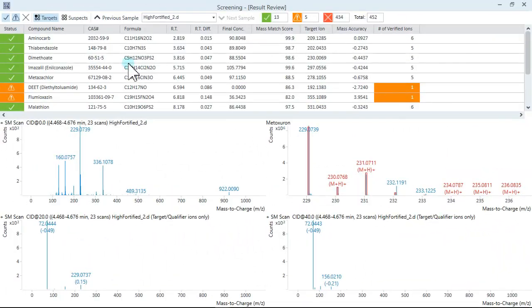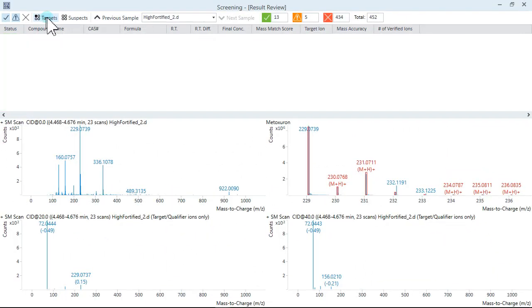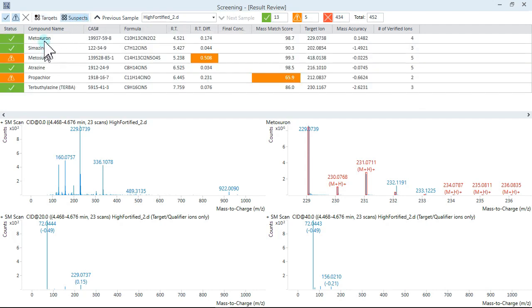If I go on now and let's take a look not at the targets but the suspects. So looking at the suspects, again, I've got some that meet all of the criteria. I've got some that are, well, maybes, and then I've got plenty that don't. So looking at the suspects, let's take methoxyrin. So that's been confirmed, meeting all the criteria.